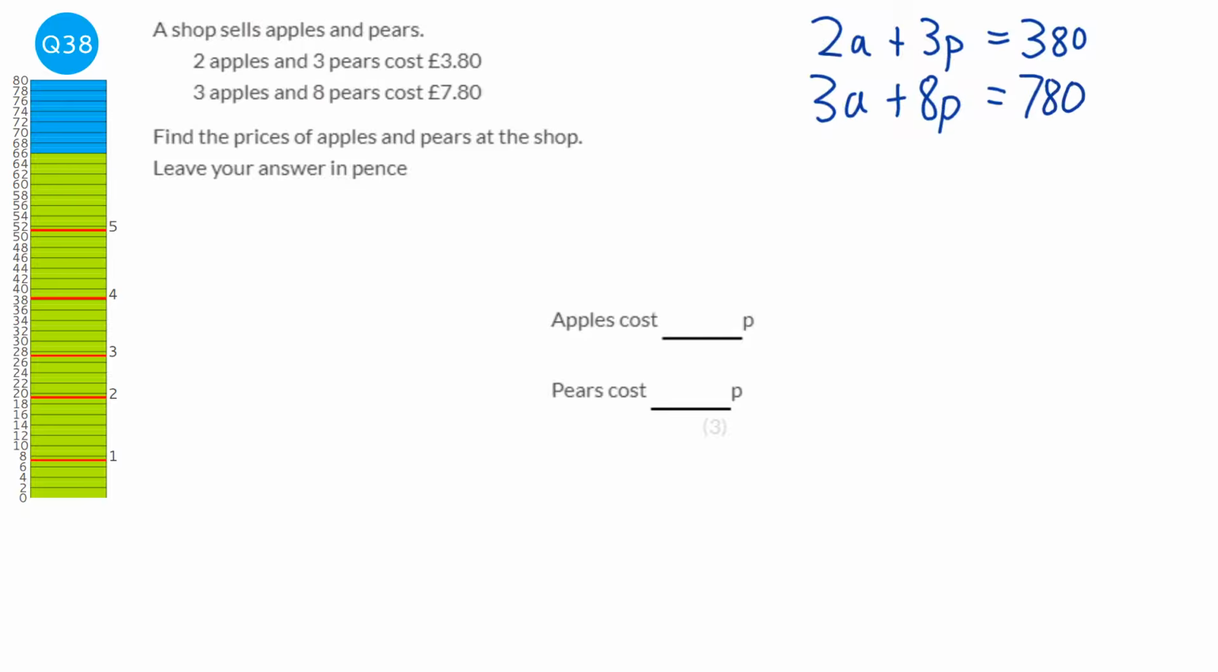Okay, so the first thing I do is try and get these numbers the same. So 3 and 8, they both go into 24, so I need to make them both 24.